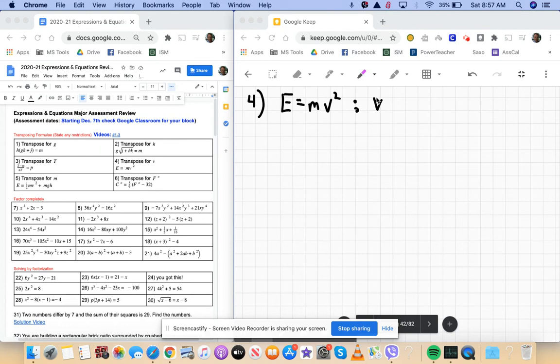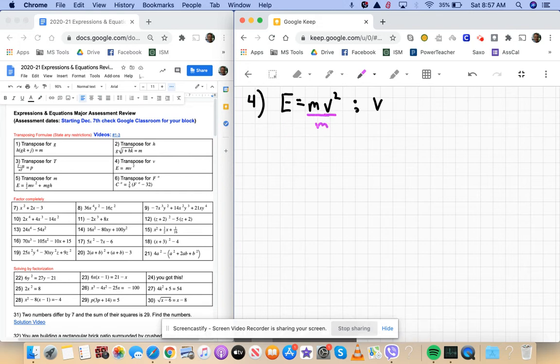All right, with number 4, we're going to isolate for v, and so let's go ahead and underline that. This is a special case because it's v squared. So let's go ahead and divide everything by m first. We want to isolate that there. I'm just going to reflect it. So that's e over m.